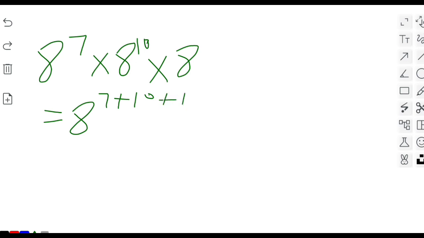Don't forget, I told you that every number naturally has an index of 1. So our final answer is going to be base 8 raised to the power of 7 plus 1 is 8, and 8 plus 10 is going to give us 18. So this implies that 8 is raised to the power of 18. You can leave your answer in index form, provided the examiner wants you to leave your answer in index form. And if the examiner does not want you to leave your answer in index form, you express your number in an expanded form.